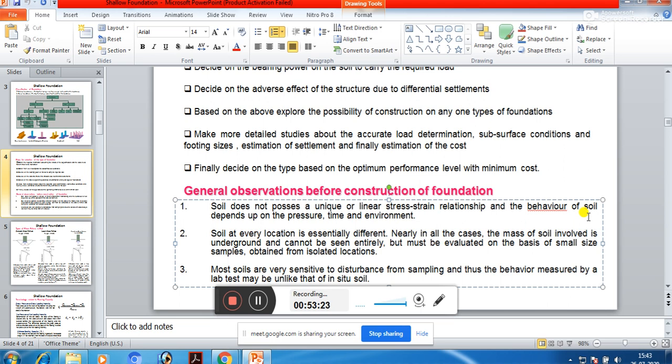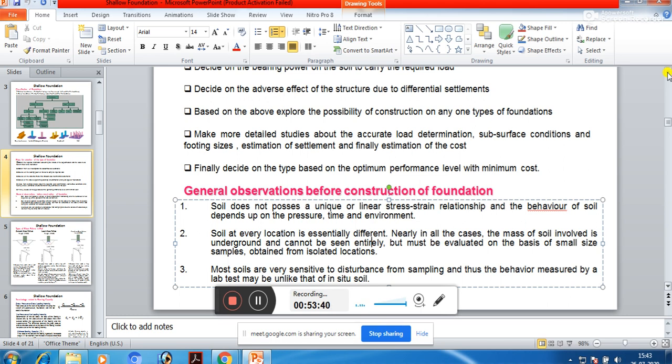Okay. So I think I should stop here today. I have tried to give you a brief overview about foundation. What is the job of a foundation engineer? Why do you require foundation engineering, and what are the things you need to consider for designing a foundation?